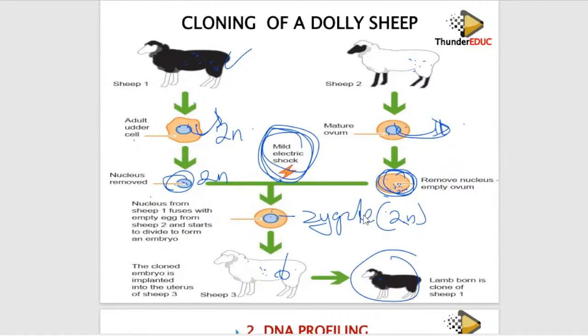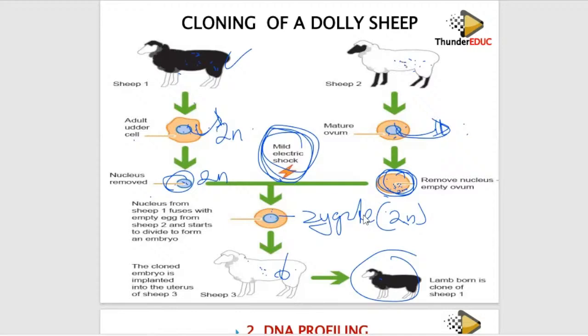You can ask a question: why do we remove the nucleus? Why do we keep the nucleus? Because we wanted the genetic information from sheep 1. Why did we throw the nucleus away? Because we wanted the casing of the ovum. We are not interested in the genetics here.